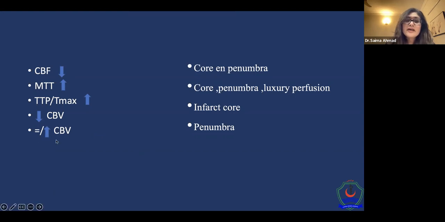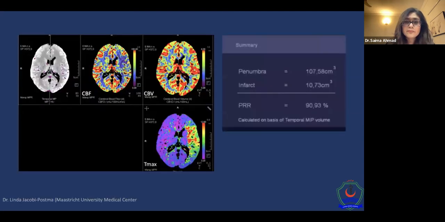Cerebral blood flow is reduced in both the core and the penumbra. Cerebral blood volume is reduced in the infarct core, but it is either normal or slightly increased in the penumbra. And mean transit time is obviously raised in both the core and the penumbra, and the ratio is also higher in the infarct core.